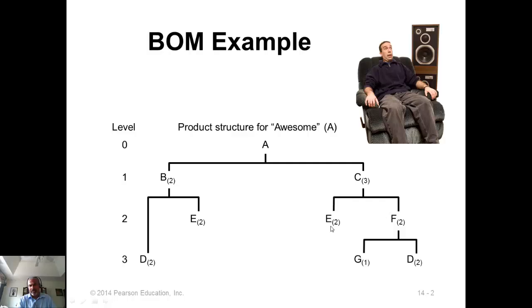And similarly here we take 2 units of E, 2 units of F, put them together through the production process, and we get 1 unit of C. And same here, G and D, 1 unit of G and 2 units of D. Now you notice here that D is extended down below to level 3.